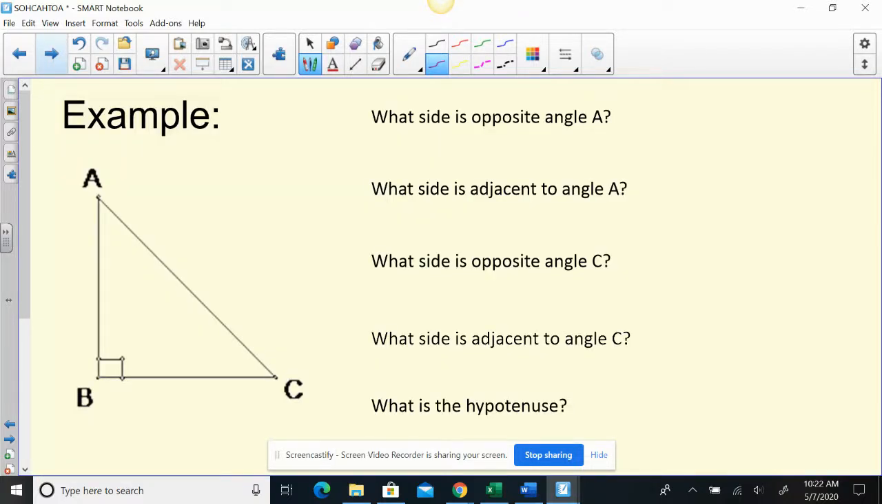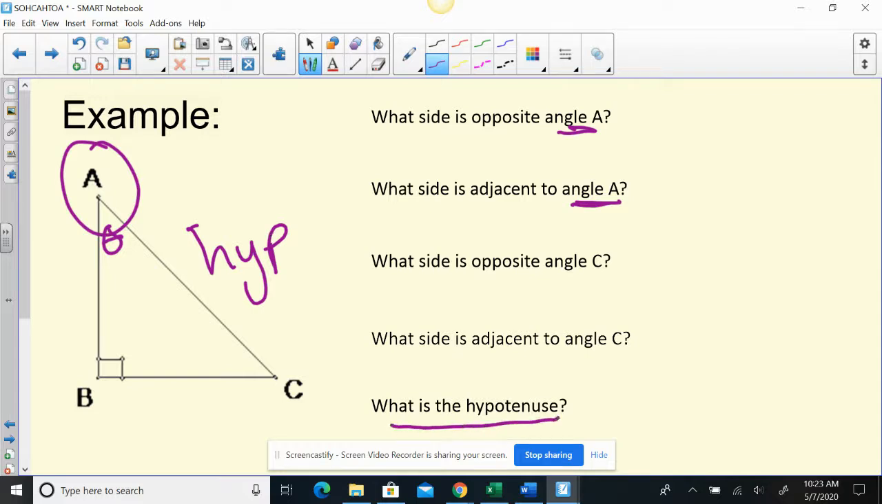All right, so if I'm talking about angle A, the first thing I want to do here is circle angle A. This is my reference angle. That little theta is just a symbol for angle. The hypotenuse is not going to change. It's always going to be the longest, always opposite the right angle. So the side opposite angle A would be BC. So this would be opposite, or my O. The side adjacent to angle A would be AB. Adjacent means next to, so it's going to share a side with that angle, and that's my adjacent side.